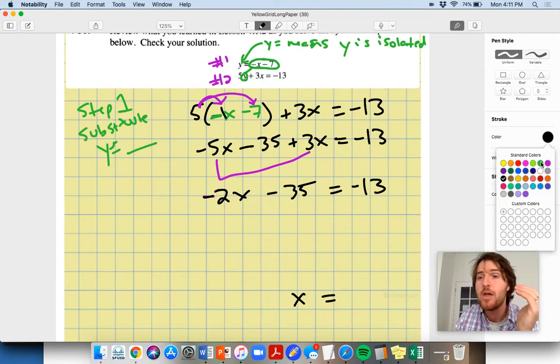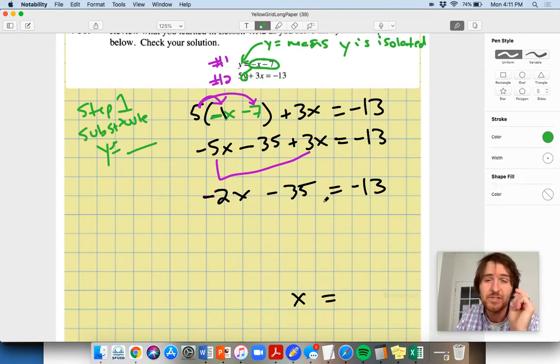Okay, so this unit's kind of a bit of a review of solving, so hopefully you've done some of it before. So you're going to have to get caught up, right? You have to get caught up and work with me here to solve this one.